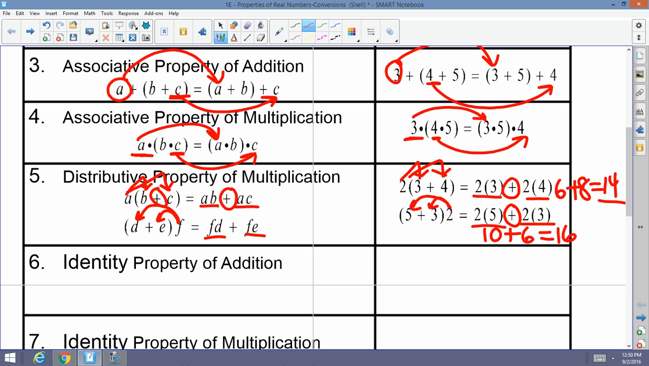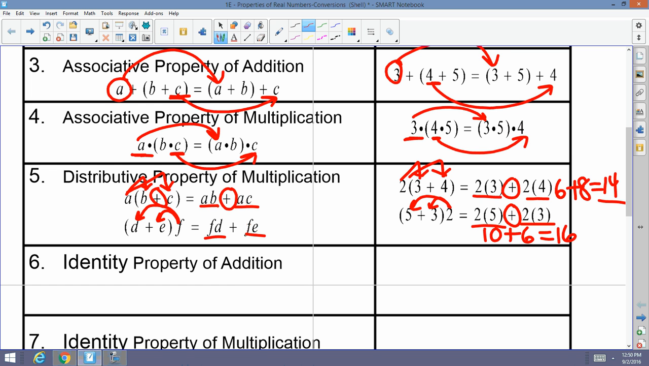The identity property of addition. When we look at identity properties for both addition and subtraction, what I try to have you picture is you in front of the mirror. When you look at yourself in the mirror, you see yourself, right? That is your identity. So think about that concept, but let's apply it to numbers.